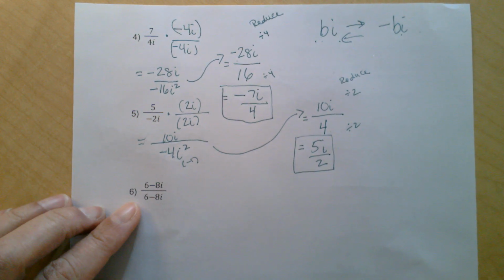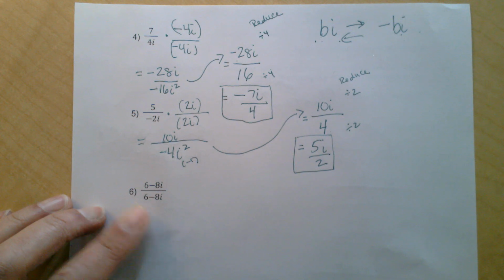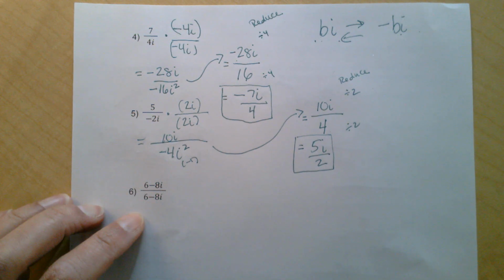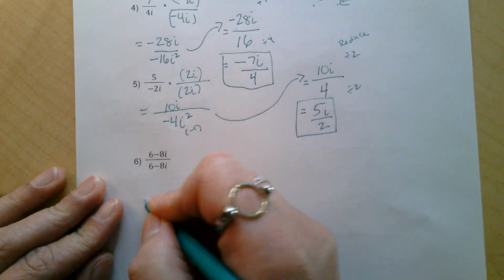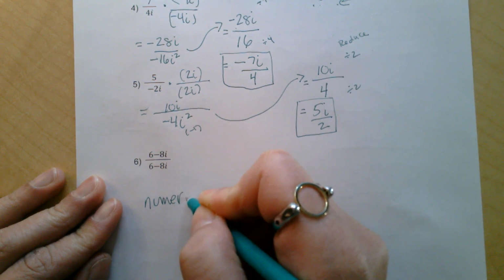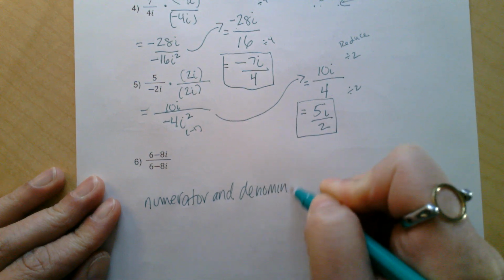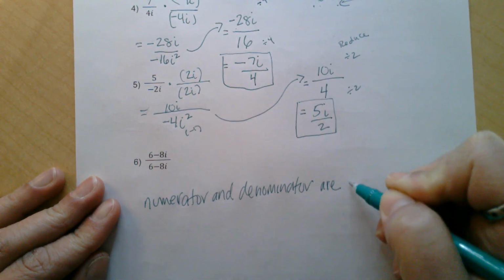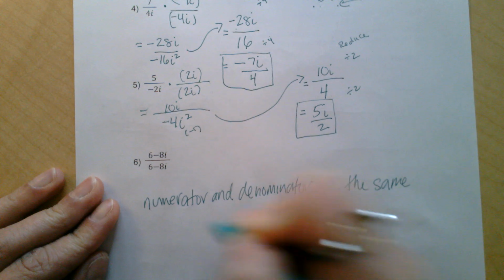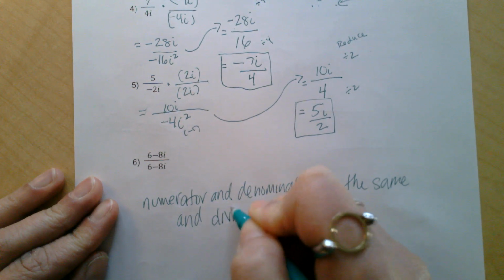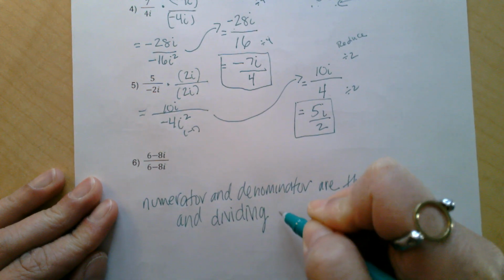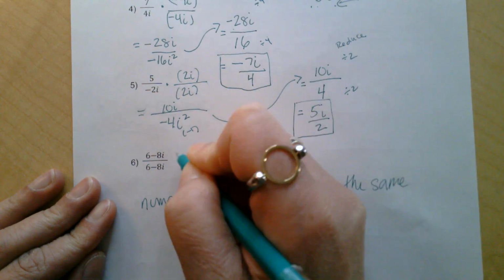Number 6, there's the bell. 6 minus 8i divided by 6 minus 8i. This is one that you have to stop and notice. So this is a notice one. You have to notice that the numerator and denominator are the same. And when the numerator and denominator are the same, and you are dividing, the answer is going to be equal to 1.